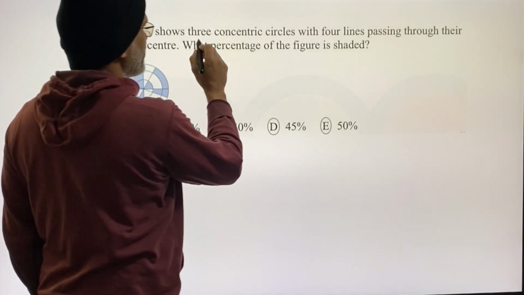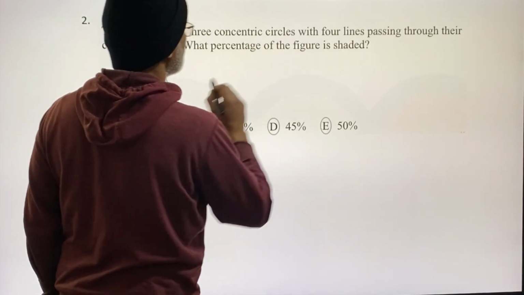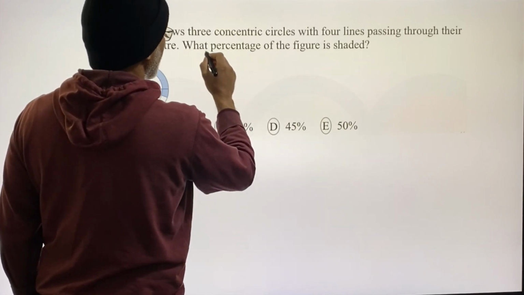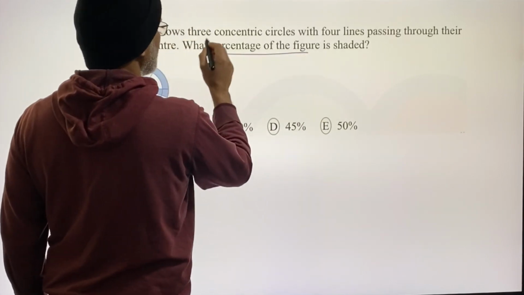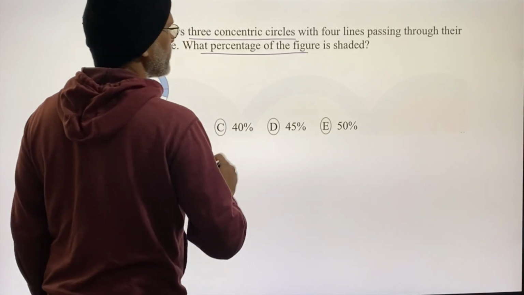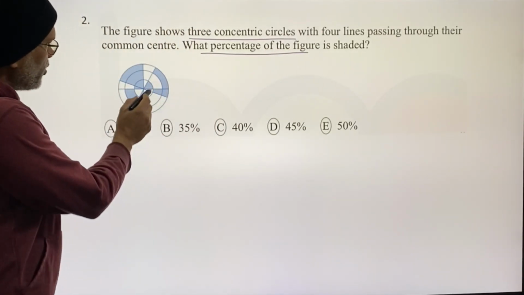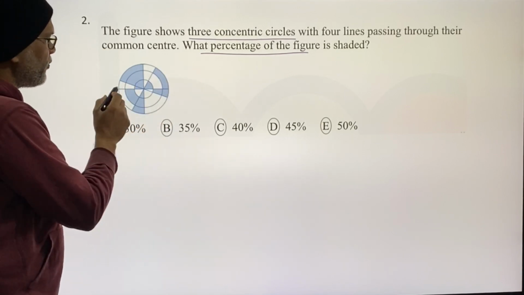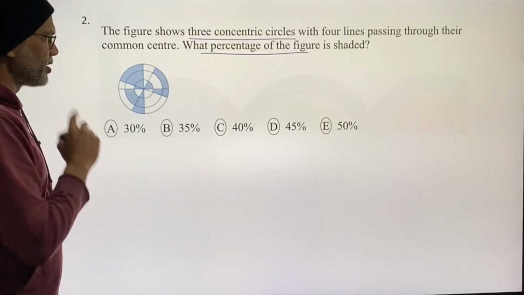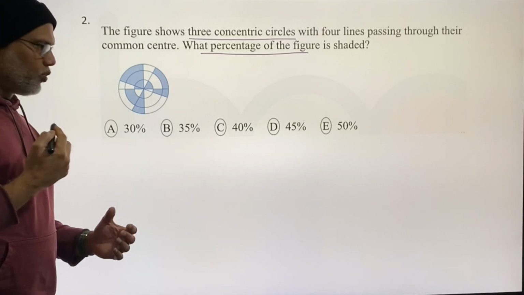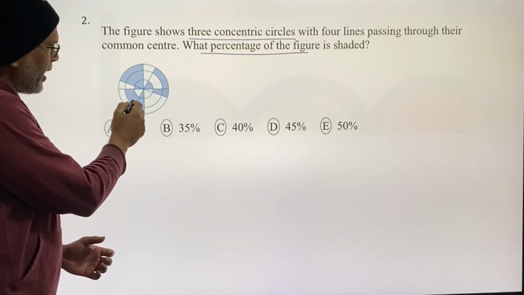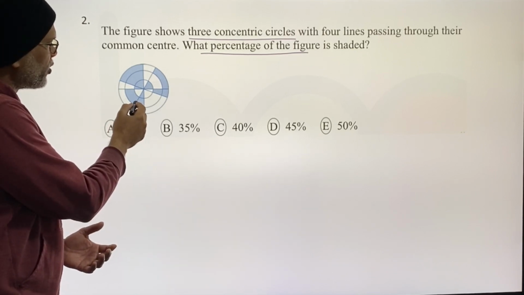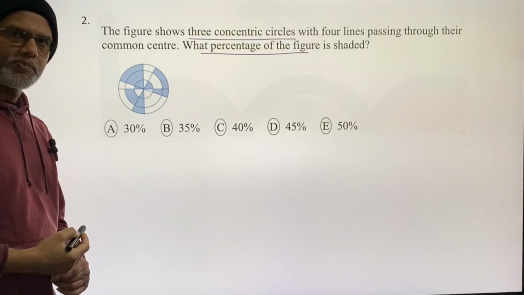The figure shows 3 concentric circles with 4 lines passing through their common center. What percentage of the figure is shaded? Okay, so we have 1, 2, and 3 concentric circles, and there are 4 lines passing through their centers. If we knew the angle, we could calculate the area. But we do not know the angle or the radius.